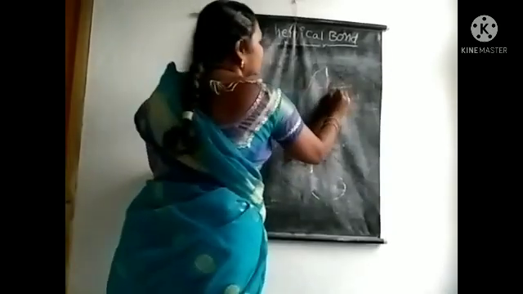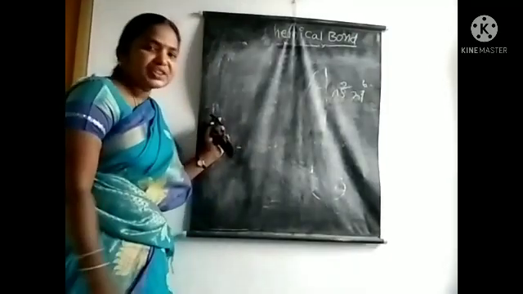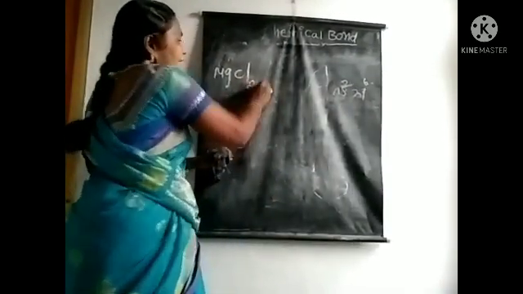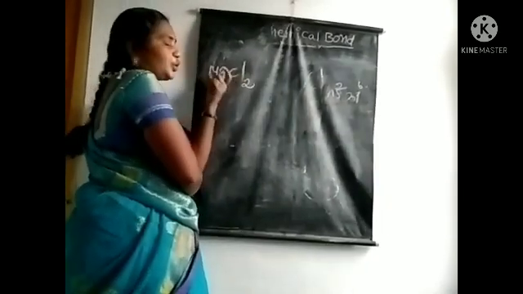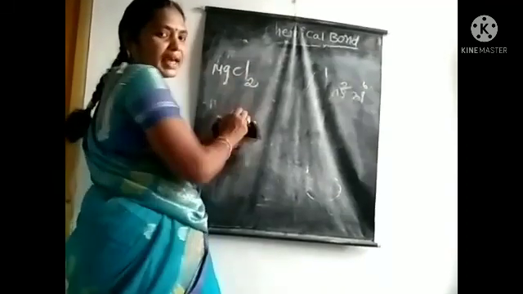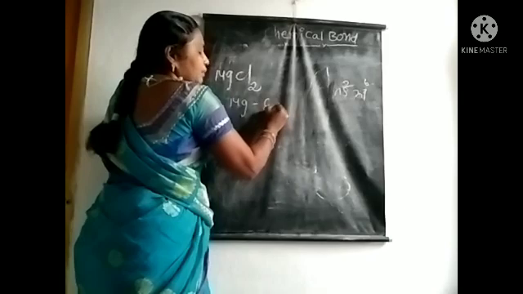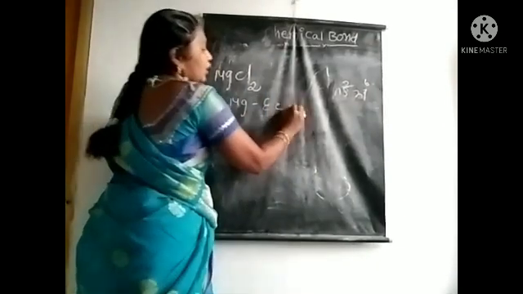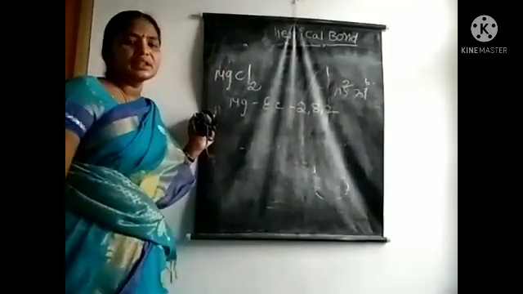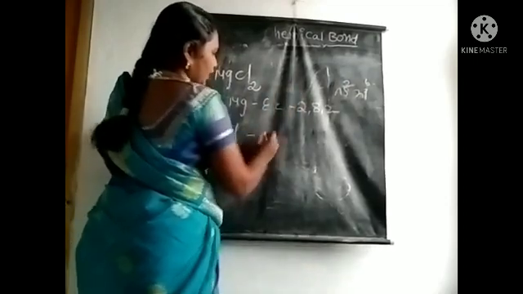Another example, MgCl2. Here, in this molecule, magnesium is 1, chlorine atoms are 2. Here, magnesium electronic configuration is like this. EC means electronic configuration: 2, 8, 2. Like that, we write the chlorine configuration.